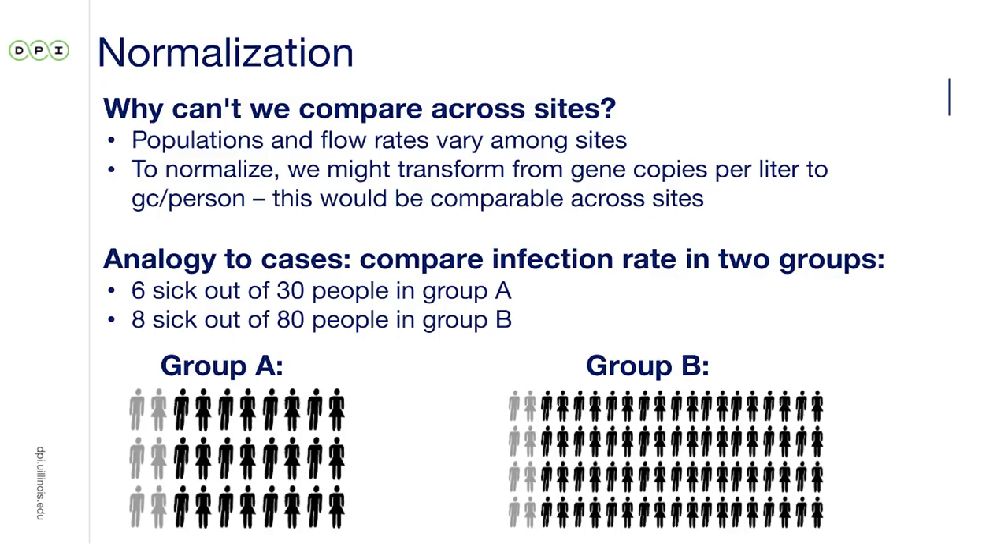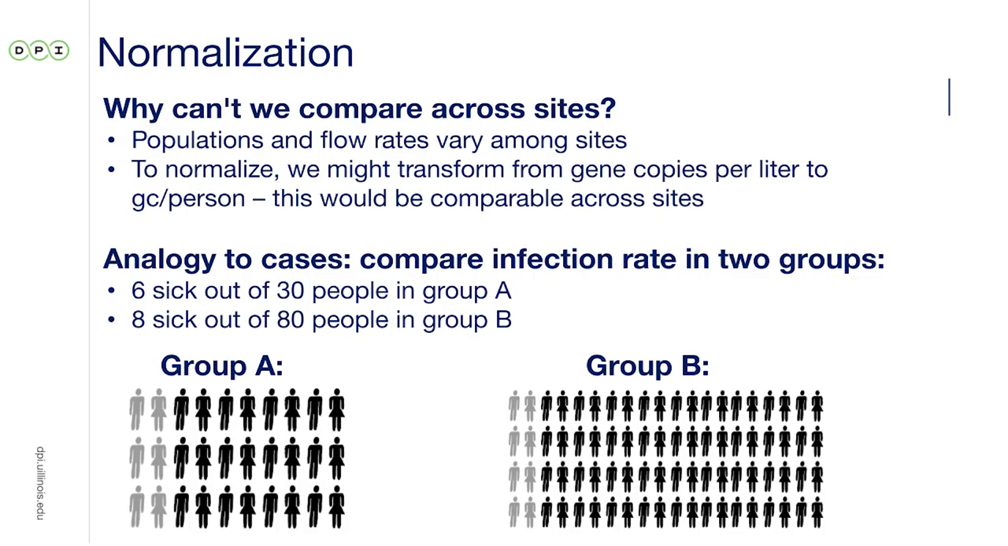All right, so why can't we compare across sites? Well, as Melissa said, the data that we get is in gene copies per liter. It's a concentration. But the flow rate, the number of liters that passes into a treatment plant each day, varies with different sites, as does the population that is served by that wastewater treatment plant. And so to normalize, we might transform from gene copies per liter to something like gene copies per person, which would be something that's a little bit more comparable across sites.